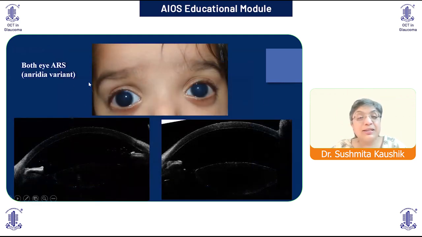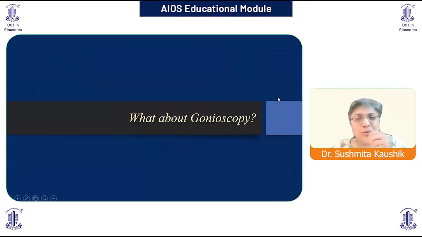This baby, for instance, actually had Axenfeld-Rieger, but like an aniridia almost, because there were just stumps of iris, it was so bad, and yet you can see how high it's inserted, and there's no trabecular meshwork visible. So what about gonioscopy?